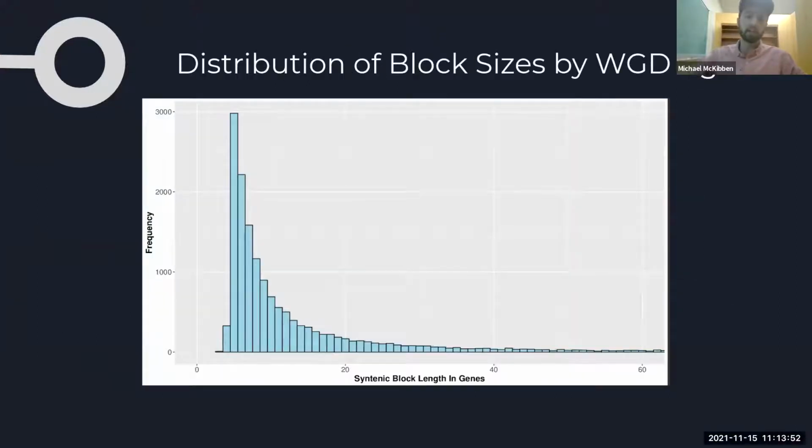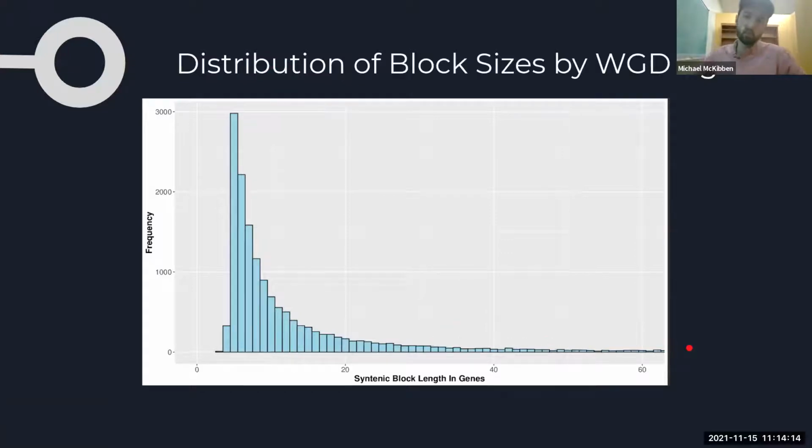To begin, I plotted the distribution of block sizes in the entire data set. On the x-axis here, we have the length of synthetic blocks in genes, and on the y, we have their frequency within the entire data set. As you can see, the majority of this data is in 20 genes or less. However, there's a very long tail of much longer synthetic blocks.